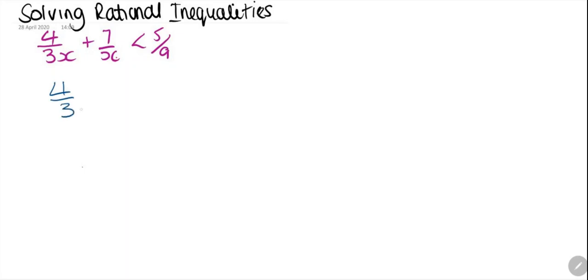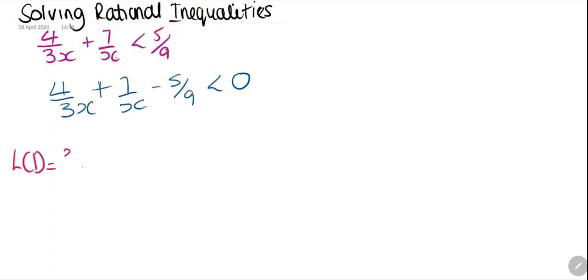So I've got 4 over 3x plus 7 over x. And then I'm going to minus this from both sides. So this is going to be less than 0. So I'm going to look now at my lowest common denominator. And I can see there isn't a common factor. So my lowest common denominator is 3x, x, and 9.